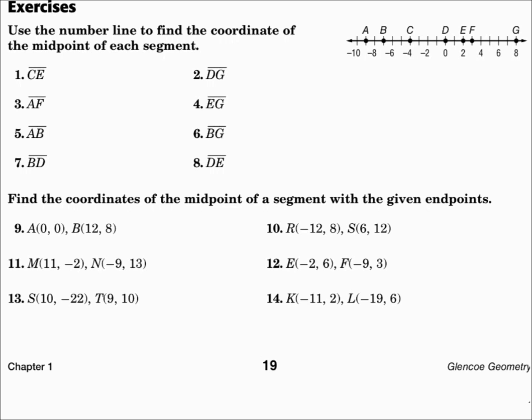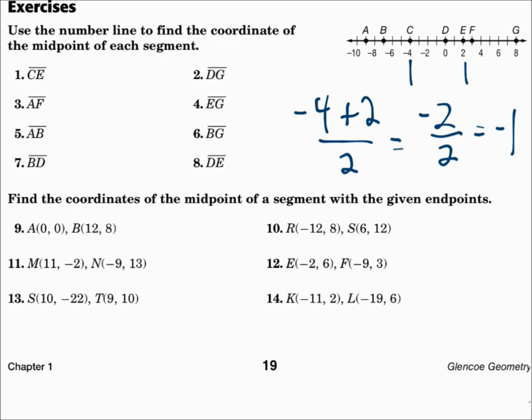Use the number line to find the coordinate of the midpoint of each segment. For segment CE, we're going to use -4 and 2. Add the numbers and divide by 2. That's -2 over 2, which is -1.